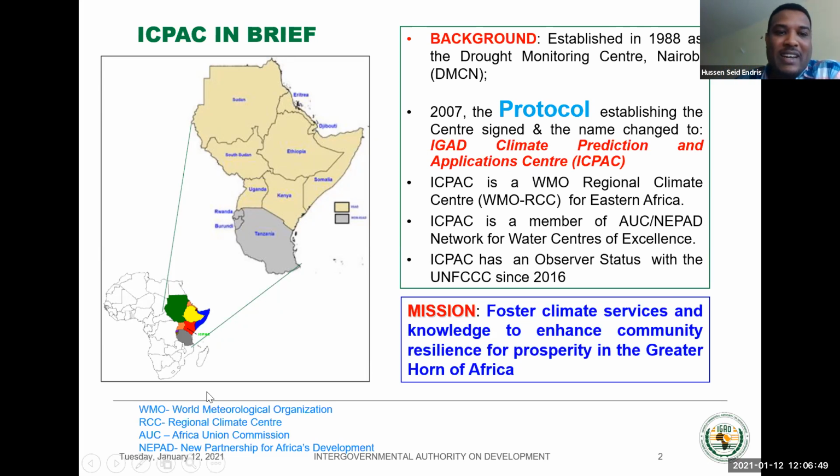So ICPAC is serving the 11 countries in Eastern Africa, the 8 IGAD member states and 3 non-IGAD member states, including Tanzania, Rwanda, and Burundi. So we are serving 11 countries in East Africa. And our mission is to foster climate services and knowledge to enhance community resilience to climate shocks in the Greater Horn of Africa.